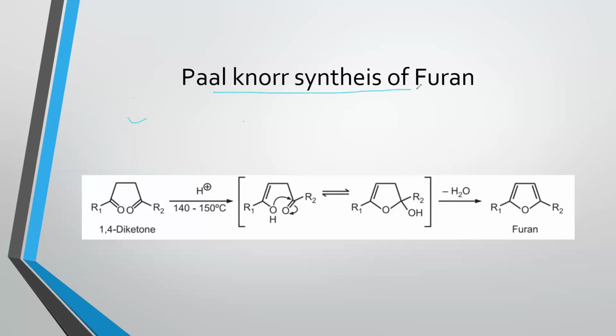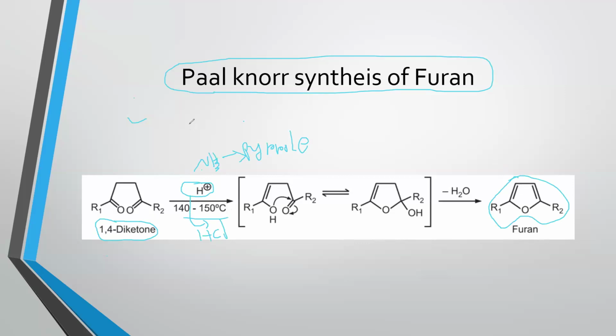So, the Paal-Knorr synthesis is also there for furan. There is a Paal-Knorr synthesis where we also use 1,4-diketone. But have you observed that in case of pyrrole, we use ammonia. But in case of Paal-Knorr synthesis of furan, we will use H plus, which is acid. Okay, HCl we will use, and we will use higher temperature. So it will give me a furan. That is the difference between Paal-Knorr synthesis of furan and pyrrole: we use ammonia in case of pyrrole, and HCl in case of furan. Remember this also. A question can come from any part, and the question has come.